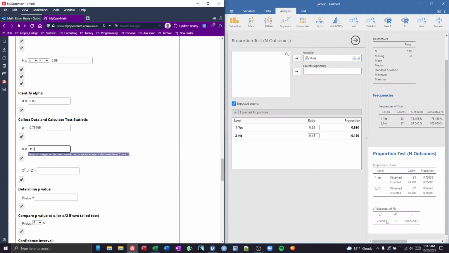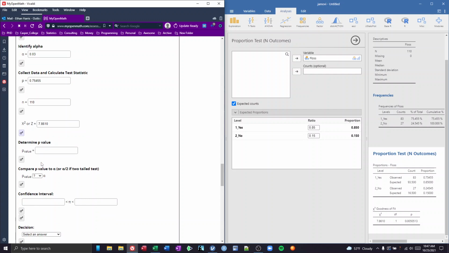Let's just grab this chi-squared value right here, and it is 7.8610. There we go, rounded to 4 decimal places. And then we have this p-value.